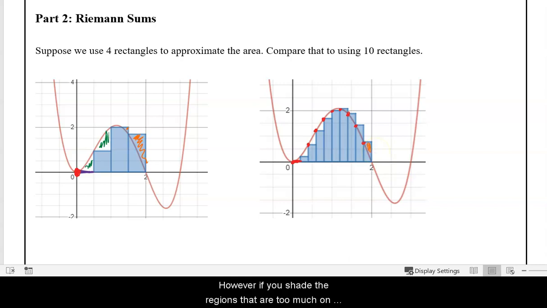However, if you shade the regions that are too much on the decreasing side, you can see that there's far less over amount than there was in the first picture. If we shade the underestimation on the increasing side, you can again tell that the green shaded area here where there are 10 rectangles is far less than the area here where there were 4 rectangles. In general, if you increase the number of rectangles, which decreases the width of each box, you get a better approximation.